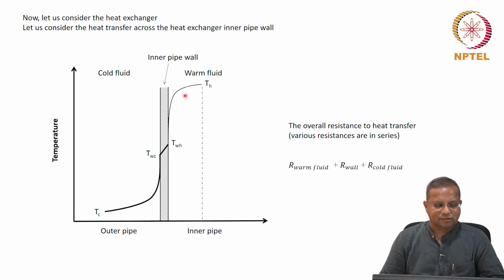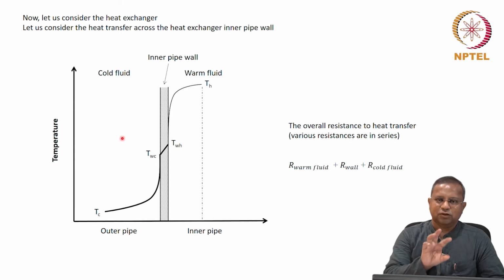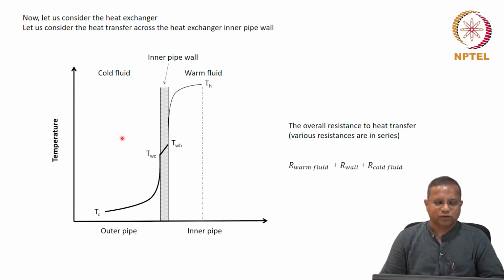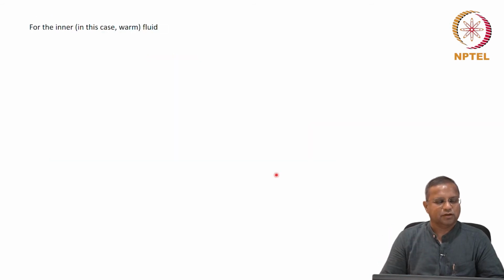The resistance in the warm fluid plus the resistance due to the wall and the resistance due to the cold fluid, they are all in series with each other for the transfer of heat from the warm fluid to the cold fluid. So this is the view that we are taking to heat transfer.